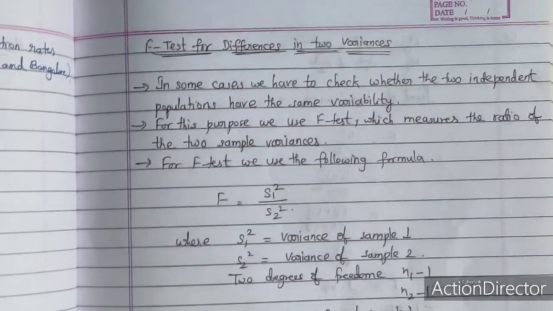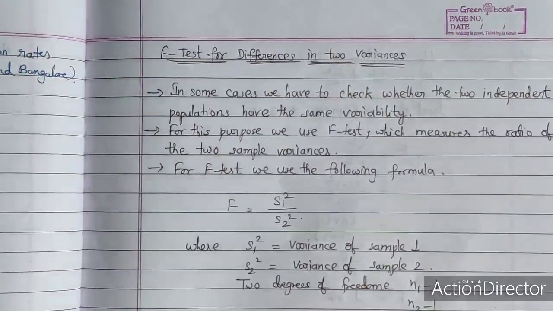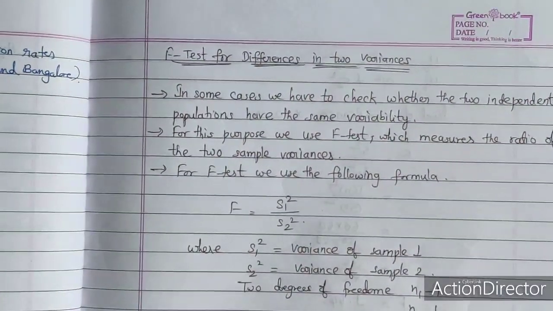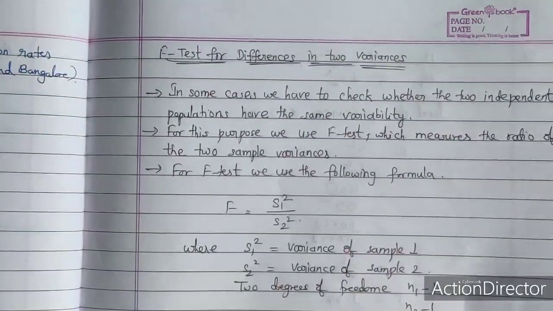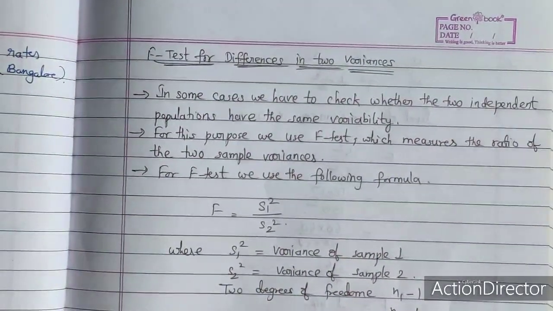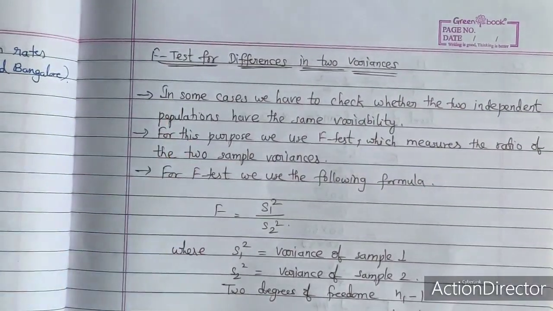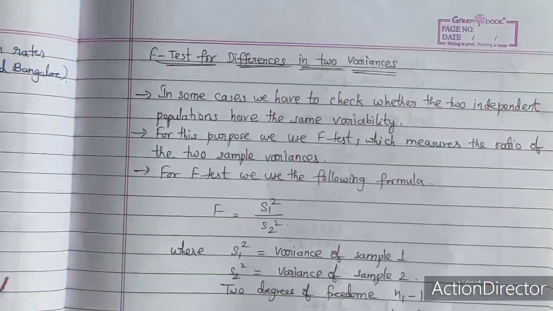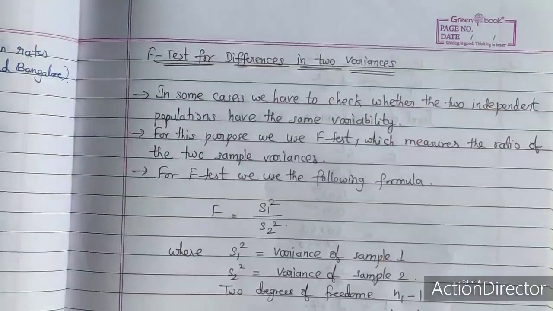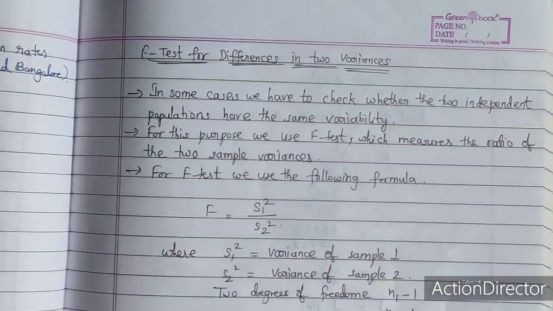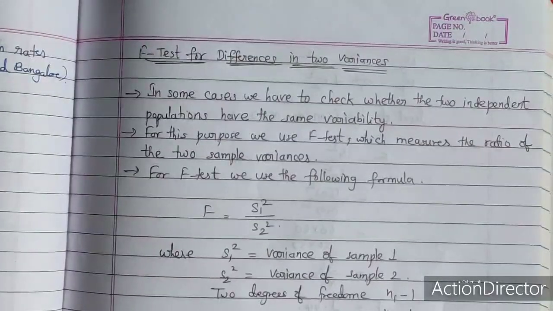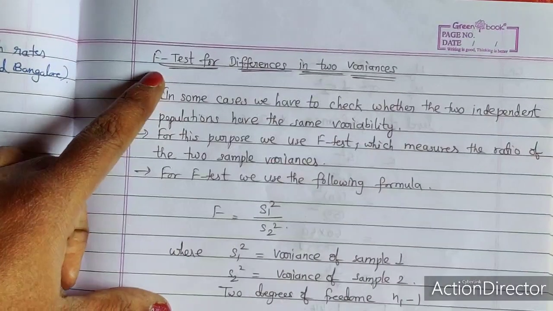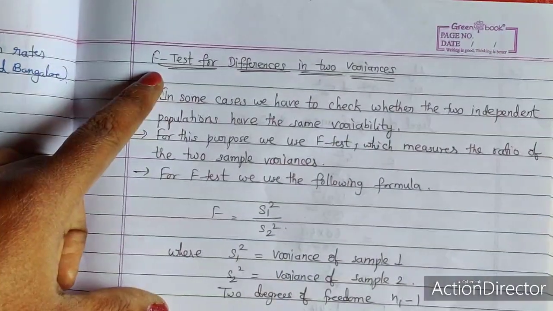Next we will see another test. Up to now we have seen the Z test and T test in the classroom. Next we will see how to perform the F test. If you are given population means and population proportions, we can use the Z test and T test. But if we are given variances, then we have to make use of the F test.